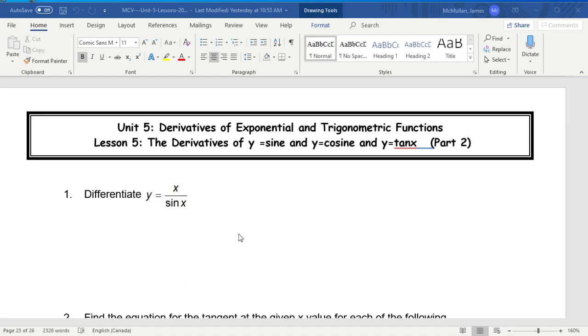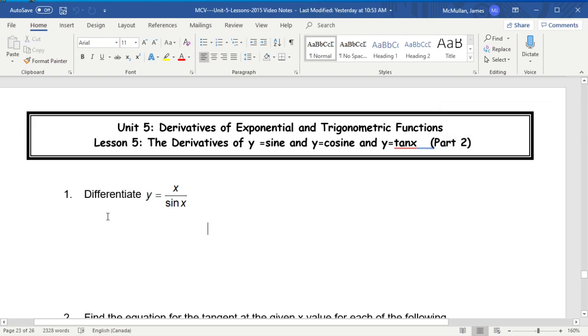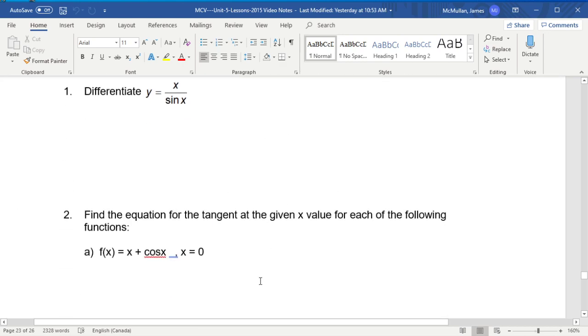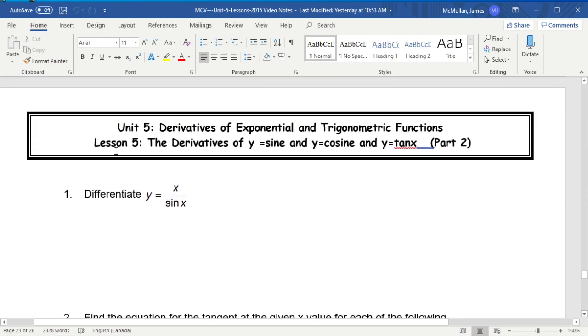So today's lesson is on the derivative of sine, cos, and tan. So just sort of like the part 2 companion to yesterday. So again, it's just kind of looking at the similar things as yesterday, just reminding us about the quotient rule.